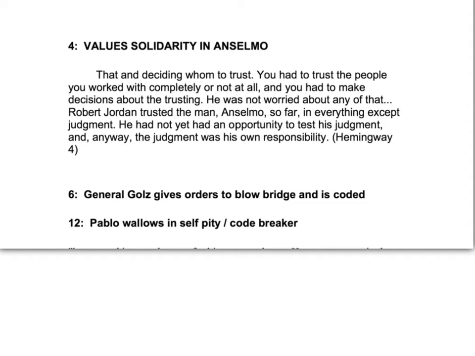Robert Jordan, obviously a volunteer for the Republican cause, has been given orders by General Goltz to blow this bridge to stop the fascist nationalist descent toward Madrid, and he's supposed to join these guerrilla Republican fighters who are really gypsies up in the mountains, led by Pablo and certainly also by Pilar. And so he joins them.